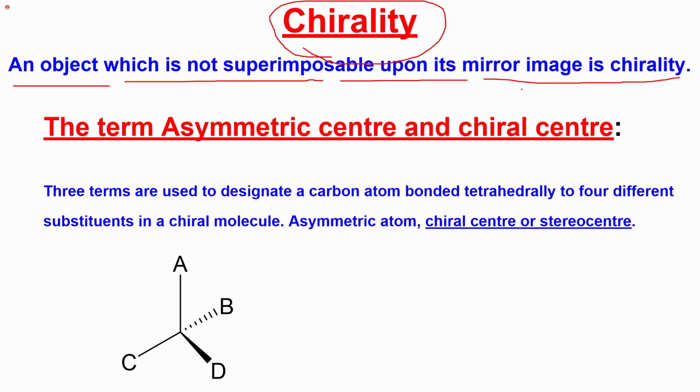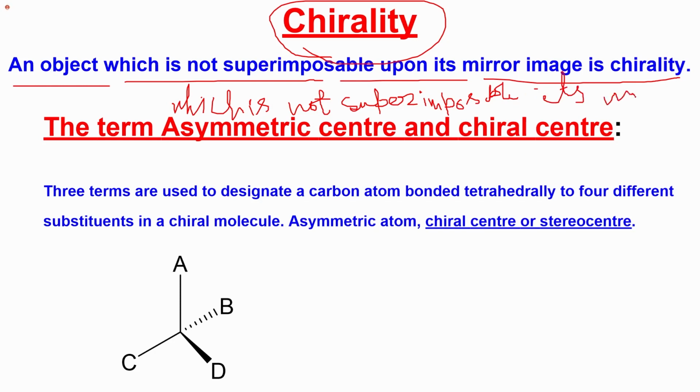So an object which is non-superimposable, always remember, which is not superimposable upon its mirror image, then it is called chirality.